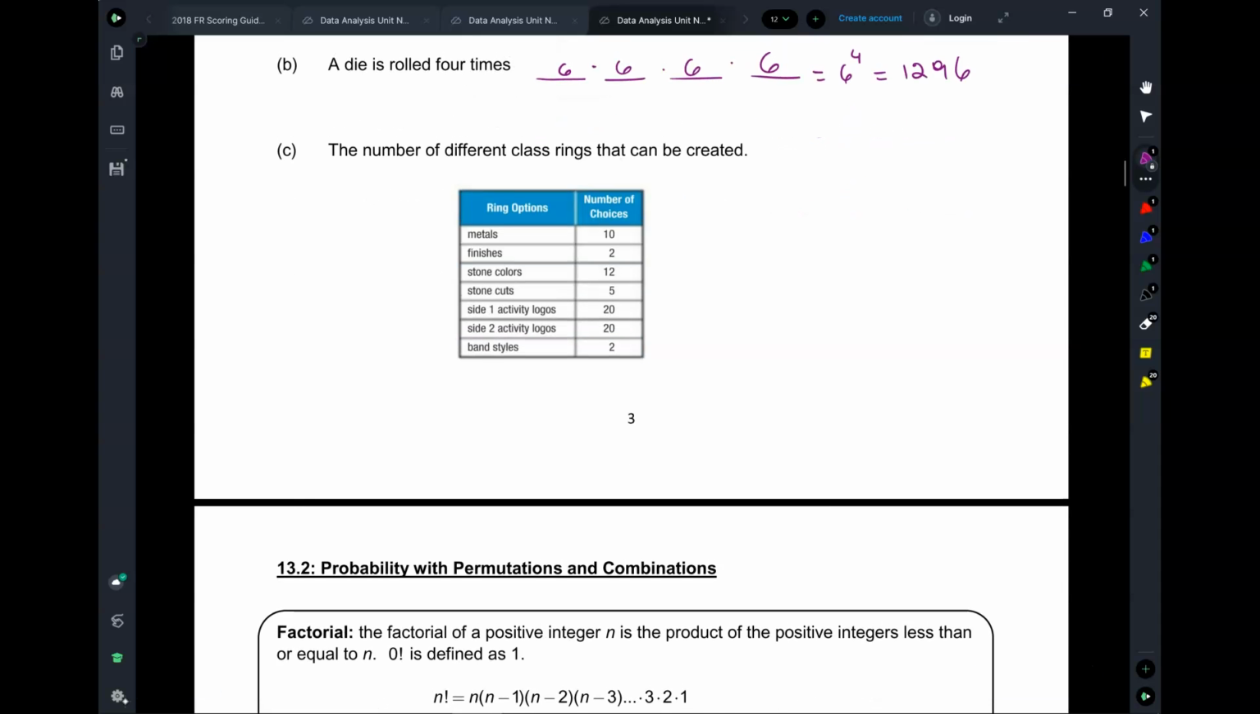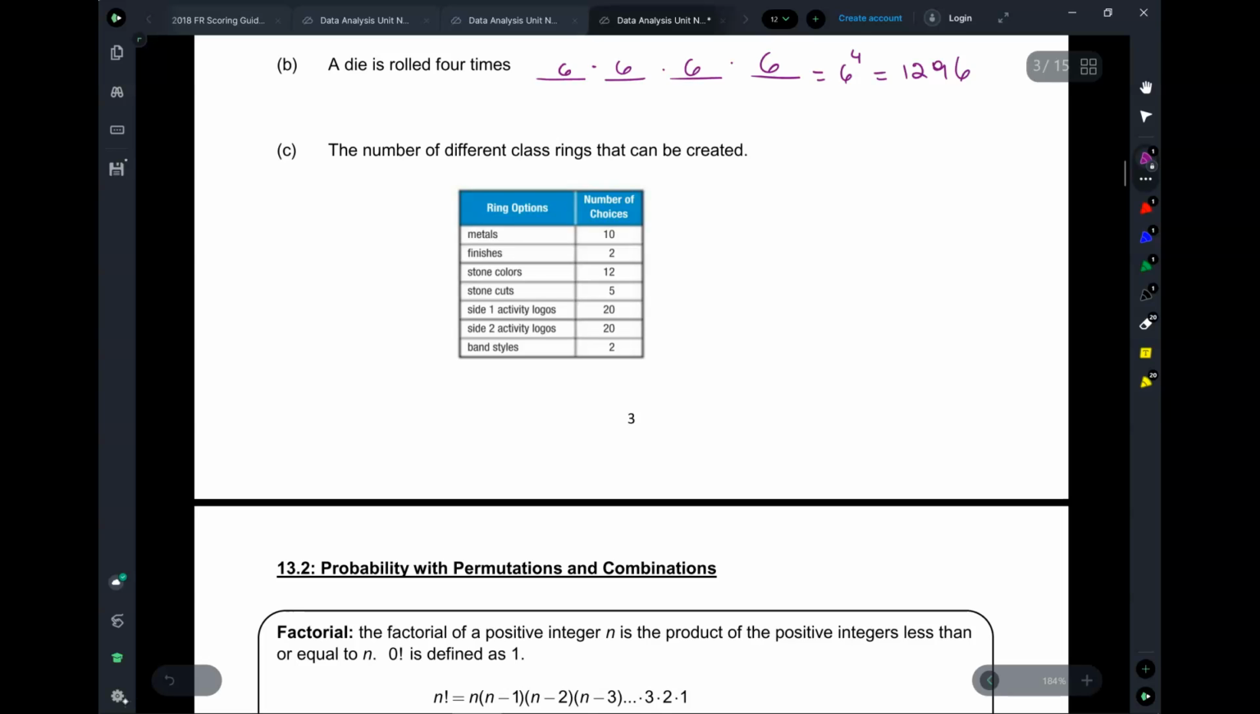Okay, the number of class rings that can be created. There are 10 different metals you can choose. For each metal, you have 2 different finishes. So for example, you can get platinum with matte or shiny, you can get gold with matte or shiny, right? So just this alone, there are 20 choices because you multiply them all.